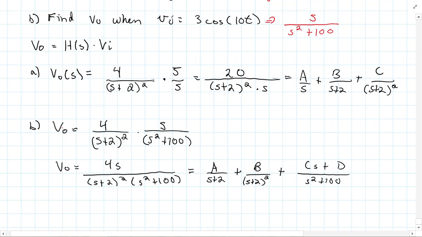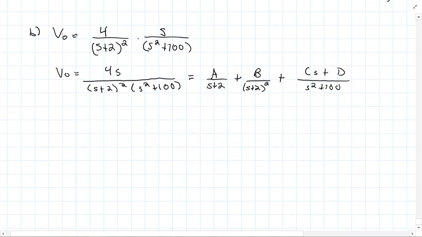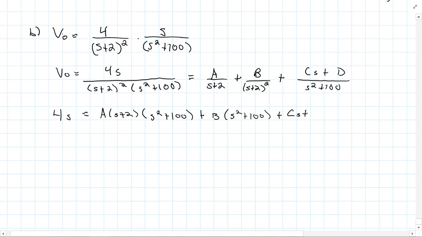Now this partial fraction, I know it's going to make the video a little bit longer than I like to make them, but that's okay. I am going to go ahead and do this partial fraction expansion for us. So we'd have 4s equal to A times (s plus 2) times (s squared plus 100), plus B times (s squared plus 100), plus (Cs plus D) times (s plus 2).